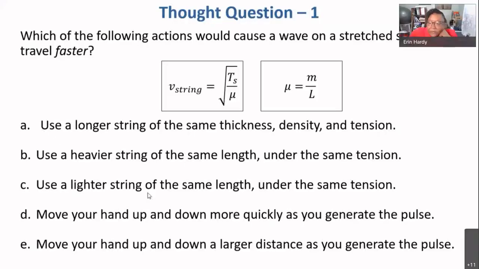Okay, so let's see. Got a guess here for C. That is correct. Do you want to explain how you came to that conclusion?